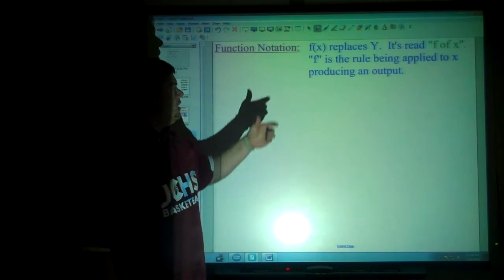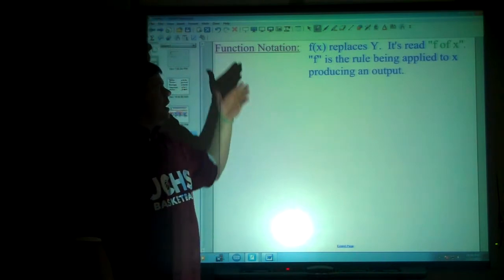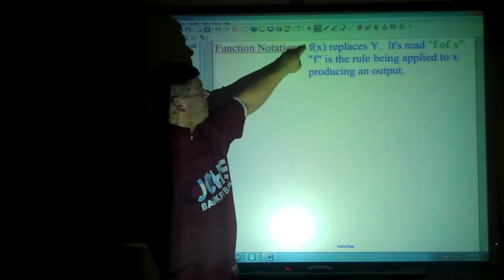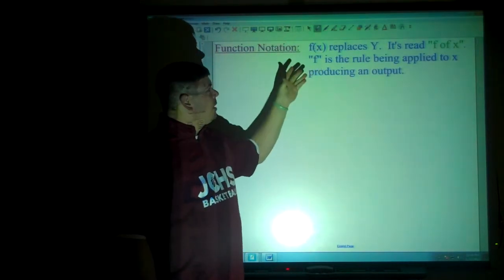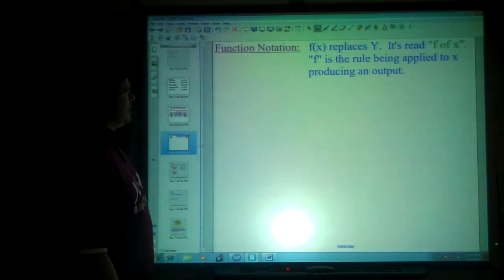It doesn't matter what it is. If f for my rule stands for adding 7, I can make an input-output table and come up with all kinds of outputs according to those inputs by simply applying the rule to the number that I put in for x. Whatever number I put in, I'm going to add 7 to it, or whatever my rule might be.